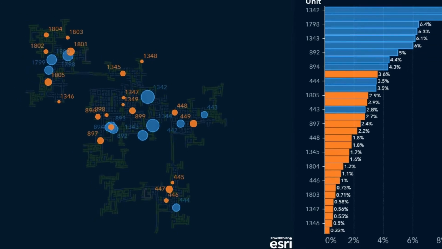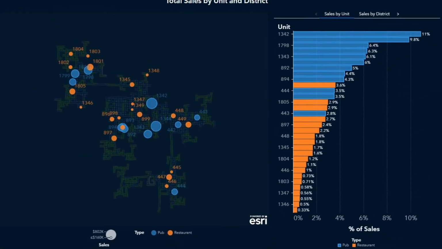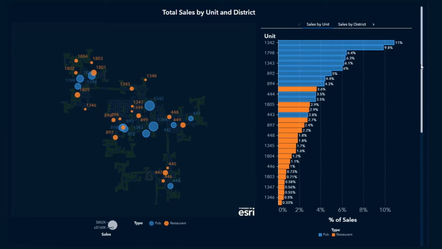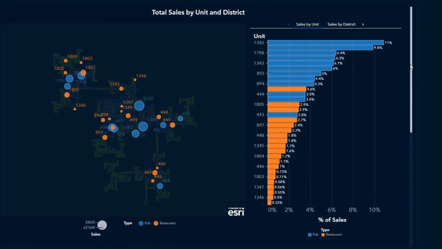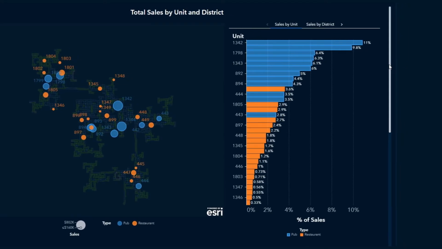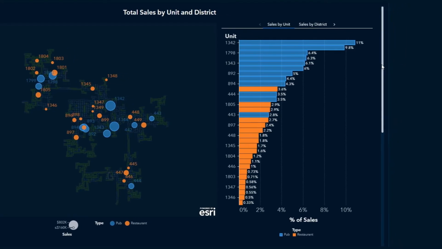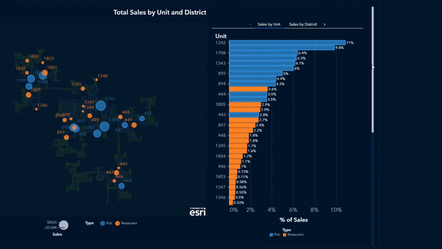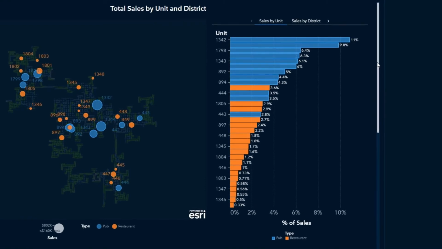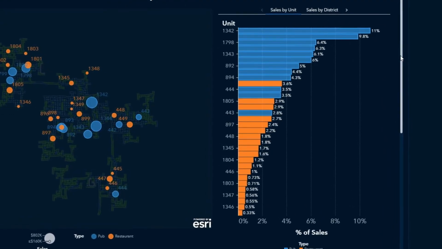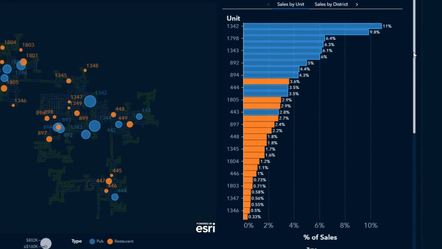Pubs are the foundation of the city's business, and the Central District is home to 2 of the most popular pubs, 1342 and 1344. Combined, these 2 pubs generated over $1.5 million in sales over the course of the study, accounting for over 20% of all sales. The Central District is responsible for 50% of all sales, followed by the Northwest District at 27%. Pubs and restaurants generated over 68% of total sales for the entire city.